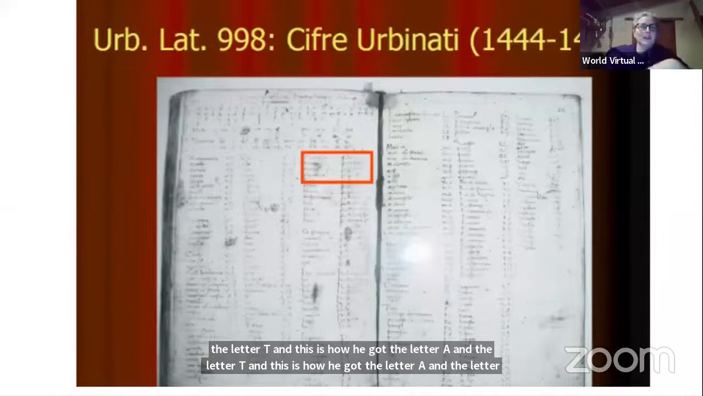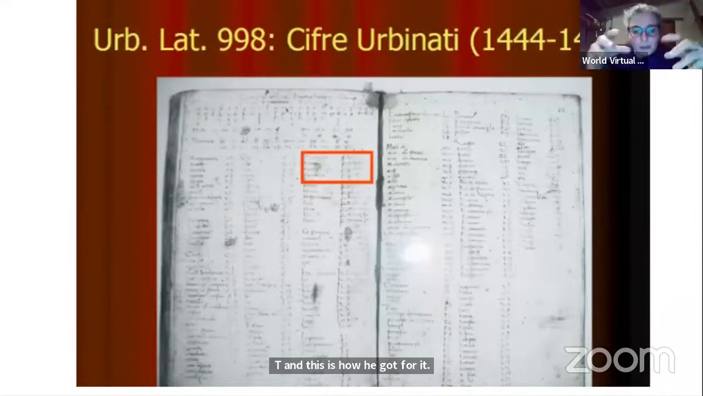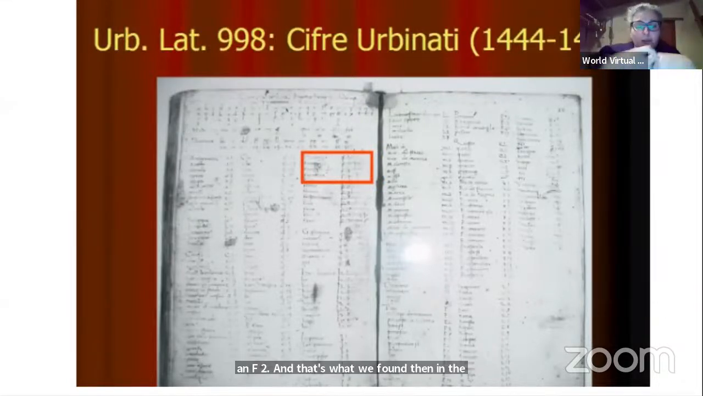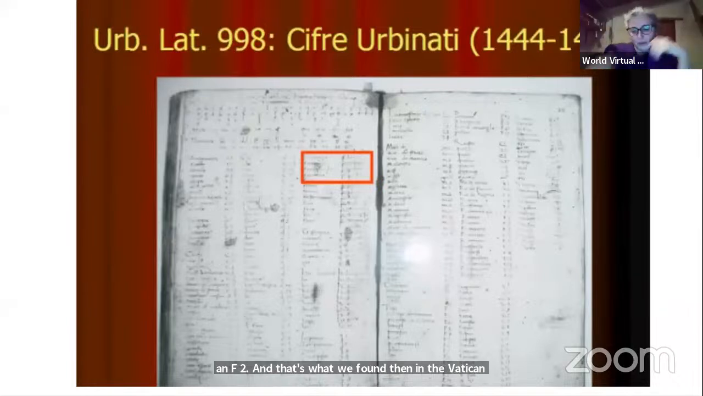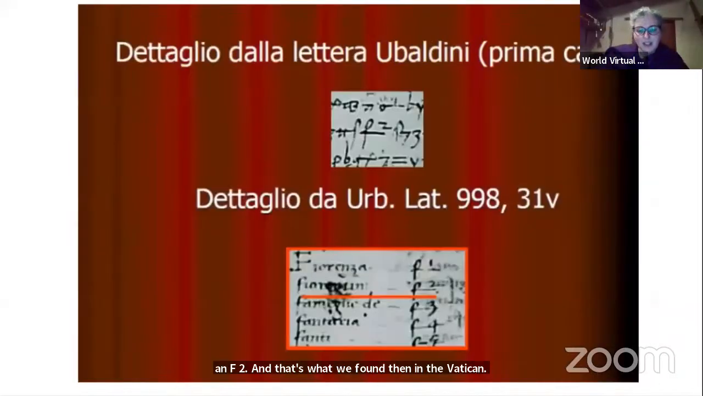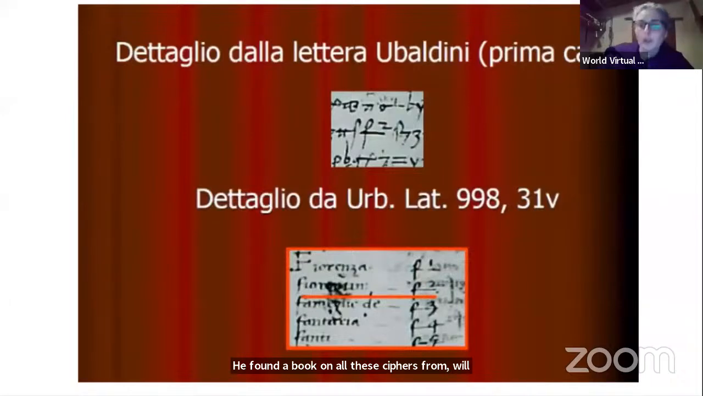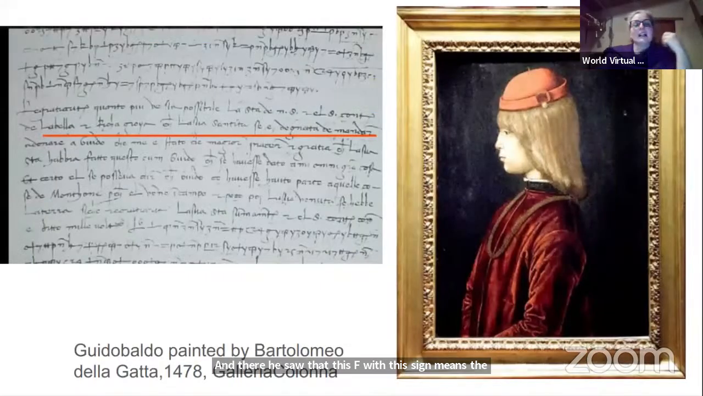That's why he then found in the Vatican a book on all these ciphers from Urbino. I mean, incredible material, of course. And there he saw that this F with this sign means the Florentine people, the Florentines. And so he could decipher this letter.